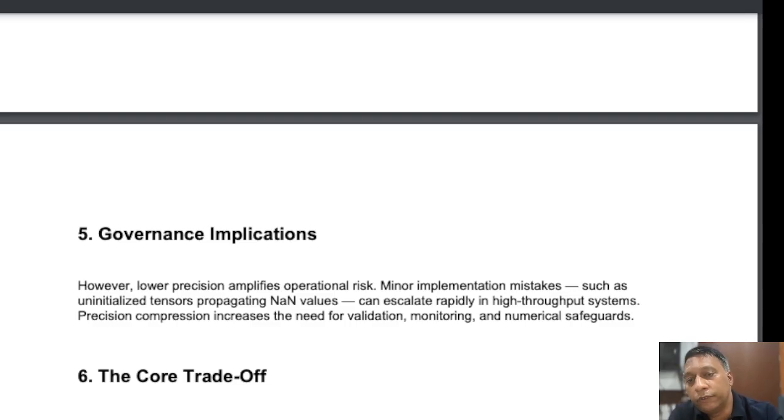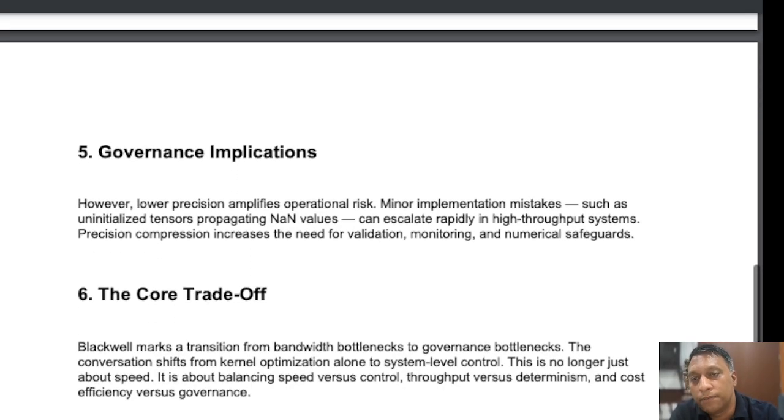So the core trade-off, if we talk about what comes into the picture, is that Blackwell marks a very good transition from the bandwidth perspective. Bandwidth is not that much of a bottleneck at the moment, because GPU utilization is at its best, at unprecedented values. However, it shifts the problem to the governance side. So governance bottlenecks are something that surfaces. The conversation shifts from kernel optimization to system level control now.